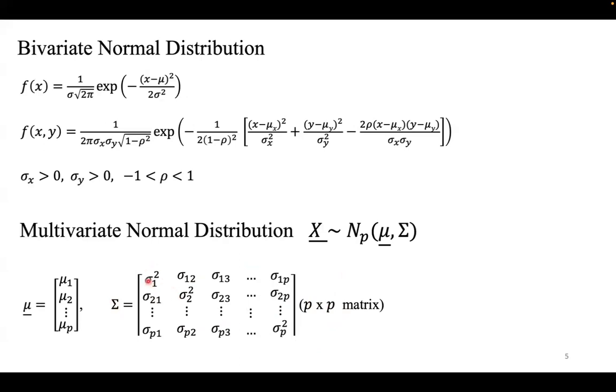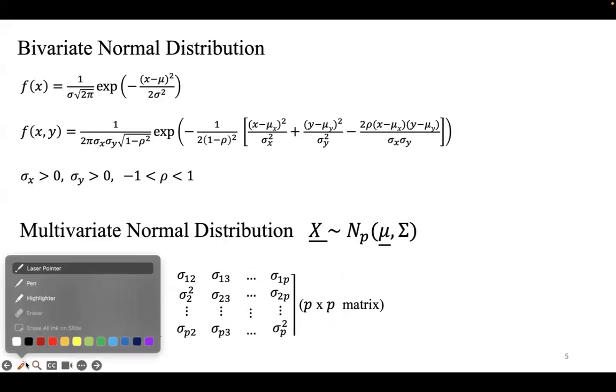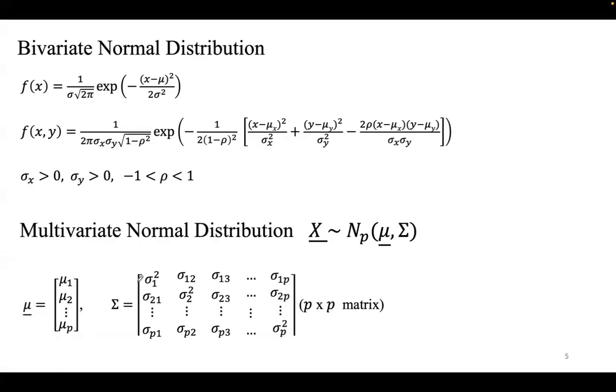And what you can see here is all the diagonal elements, which are sigma 1 1, sigma 2 2, sigma 3 3. These are actually your variances: the variance of the first variable, the second variable, and so on, up to the pth variable. And all the non-diagonal elements are your covariances.